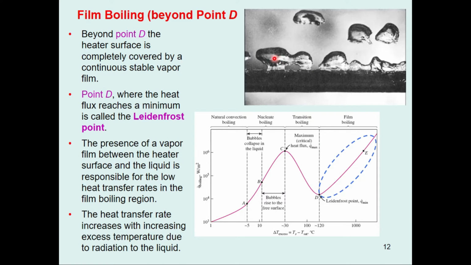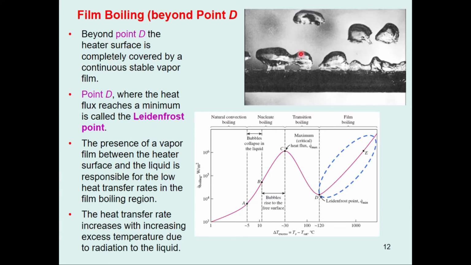There is the vapor film at the heating surface which completely covers the heating surface, right? So this point, D point, is the point where the heat flux from the heating surface to the boiling liquid is minimum. This point is known as the Leidenfrost point, which is also known as Q minimum, and it is represented by D. Let us have a look at the description, that beyond the point D, the heater surface is completely covered by the continuous stable vapor film.